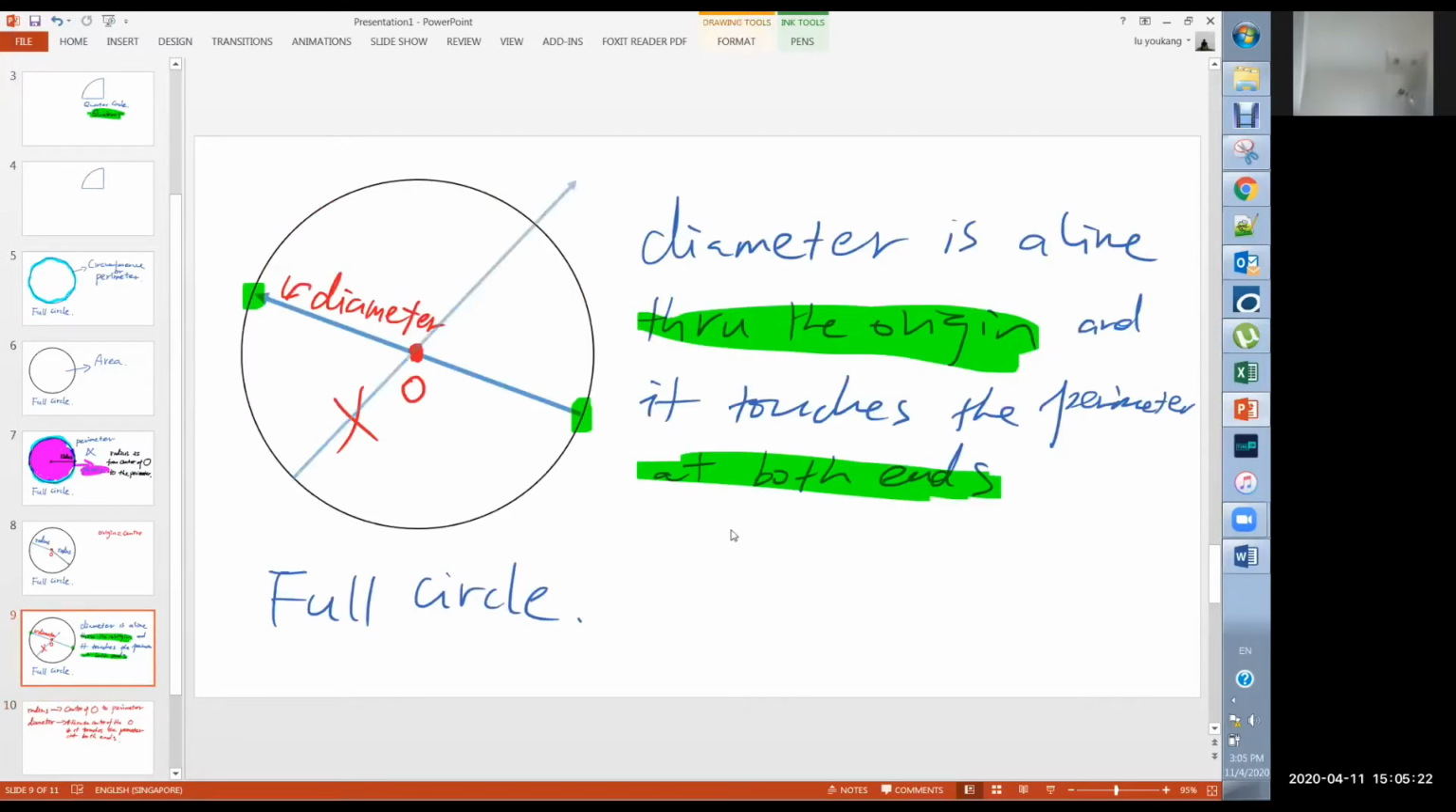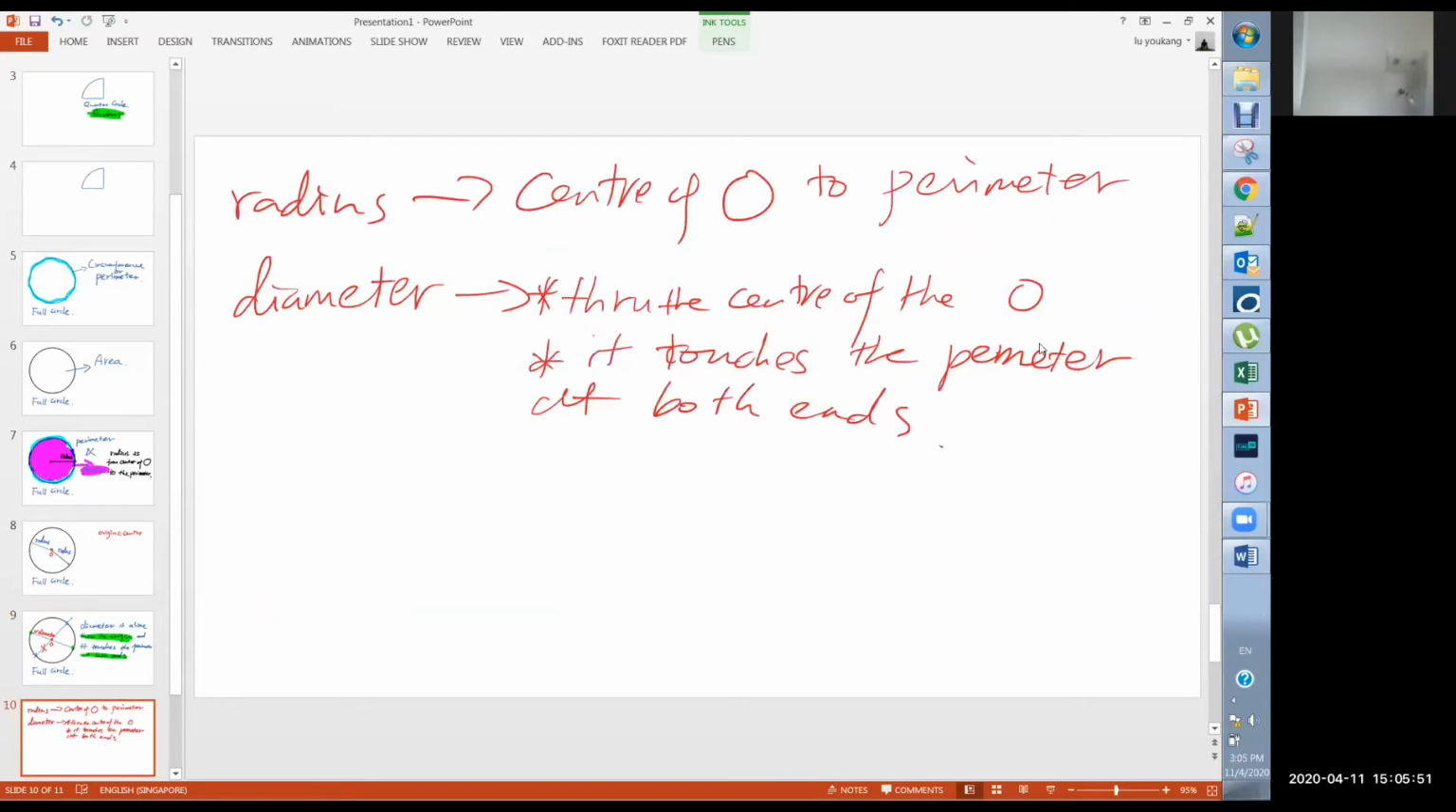Then what about this? Is this your diameter? Why not? Because it goes out of the circle already. So it cannot go out of the circle. That's why I say it touches the perimeter at both ends. Okay, good. Okay, what else?